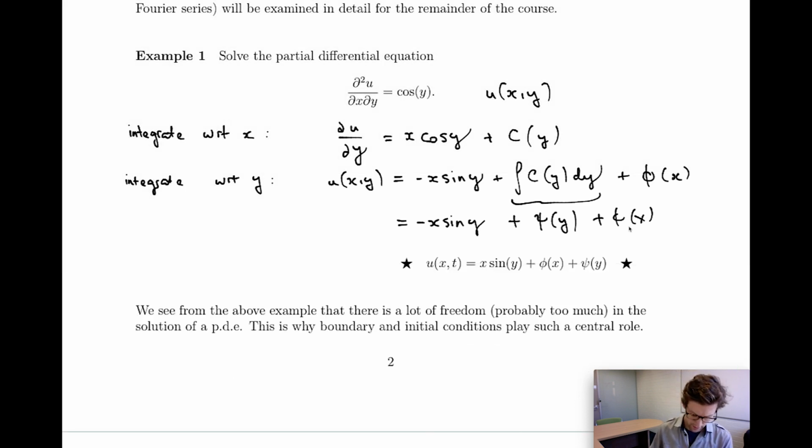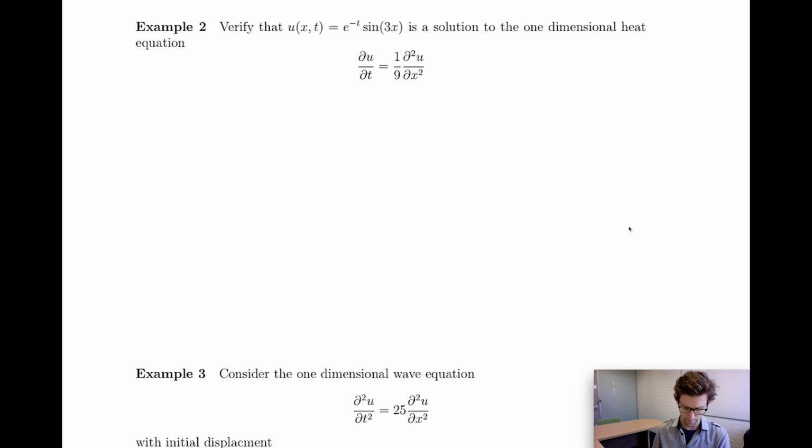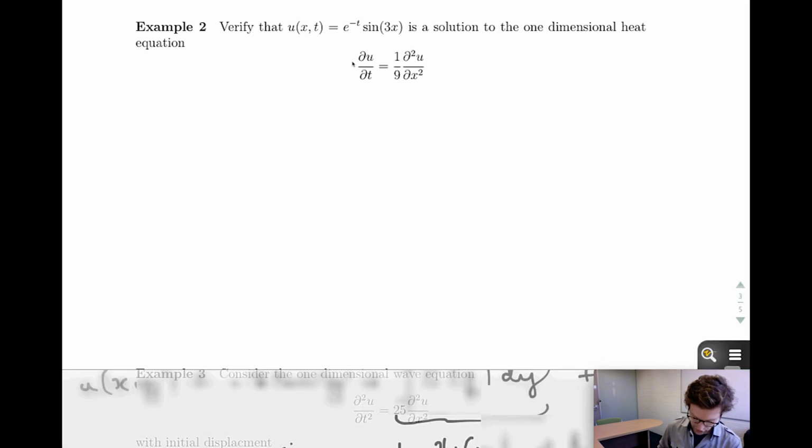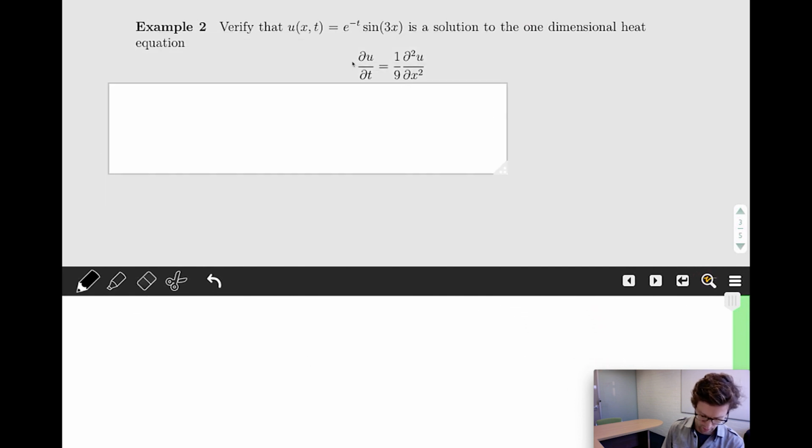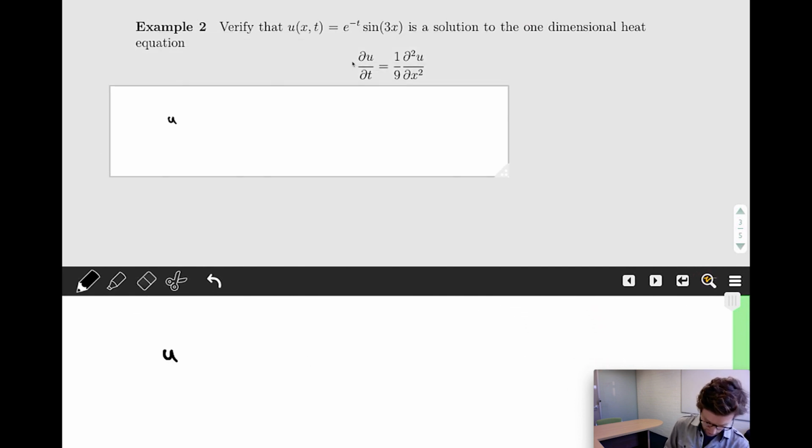Now, before we look at more complicated techniques for solving partial differential equations, let's see how we can verify that we have a correct solution. So let's say I have a solution u of x and t equal to e to the minus t sine 3x, and I'd like to verify that this is indeed a solution for this equation here. This is the one-dimensional heat equation. So what I do is I simply substitute my solution into that equation by taking derivatives. So I've got my function u of x and t equal to e to the minus t sine 3x.